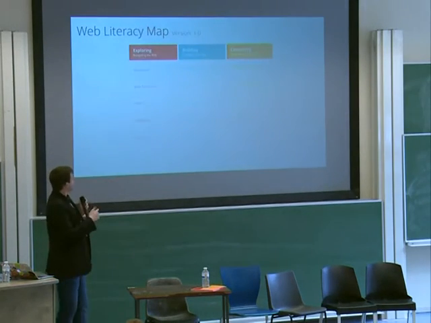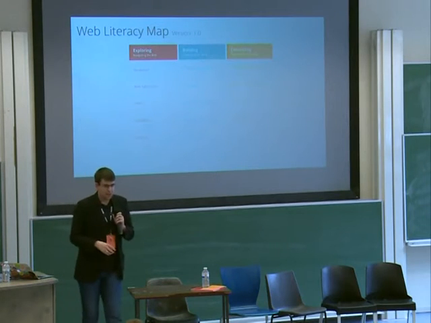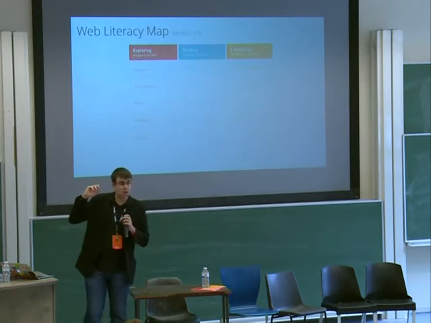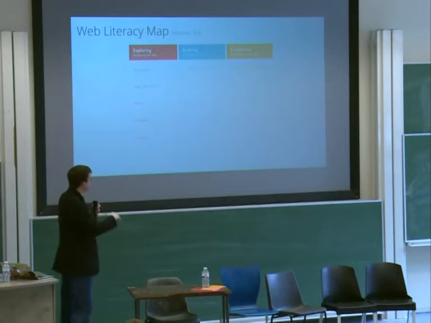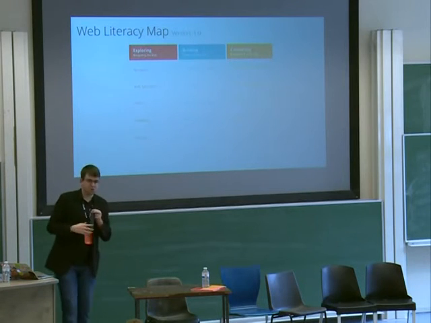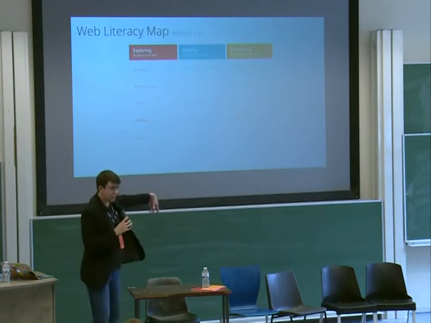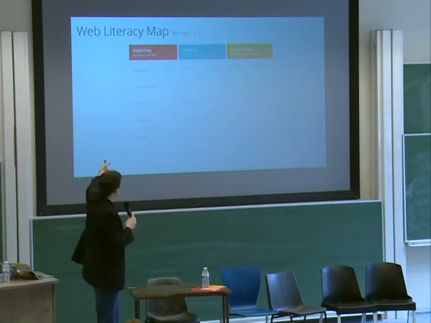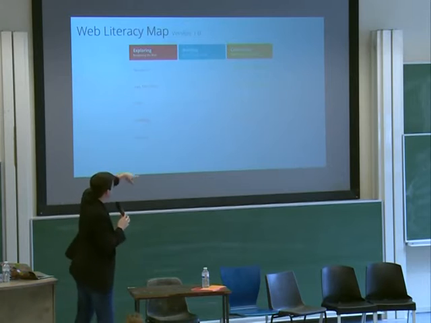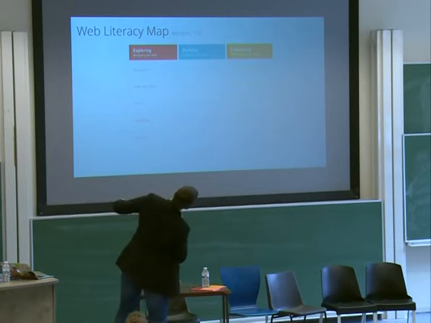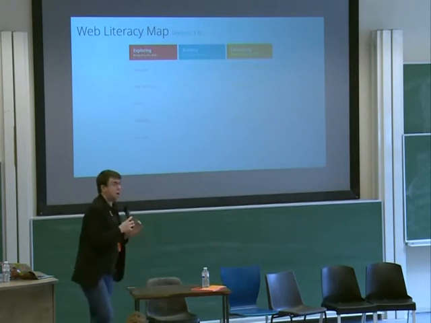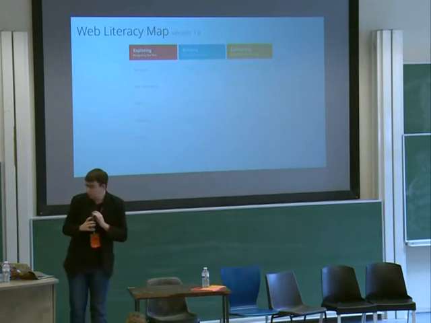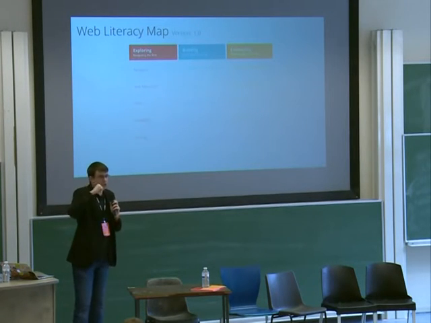So this is the web literacy map. I'm not going to go into detail. It's something that was created by Mozilla to try and map out what you need to know to be web literate. You've got columns, which are strands, and they relate to three things: exploring, building, and connecting. And within those, you've got things like navigation, search, privacy. I don't know if you can see that on this screen. I can't. So go and look this up. But this is a good way to map things out.